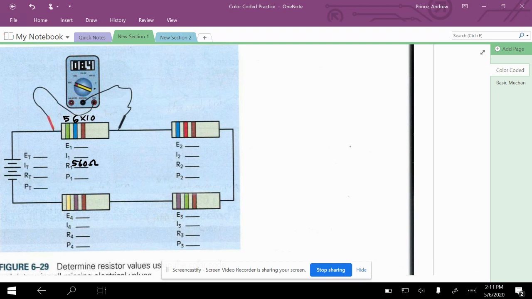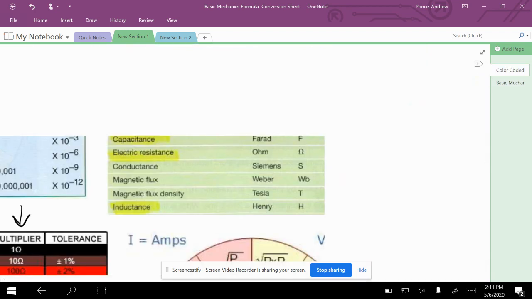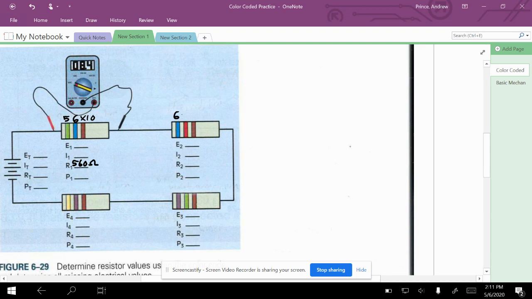So let's look at the next one. Here we have blue, red, brown. So blue and red. Blue, we have 6, and red we have 2. So 6, 2 are our digits. And then again, our multiplier is brown, so that's going to be the same. So we have 10. So the resistance for that one is going to be 620 ohms.